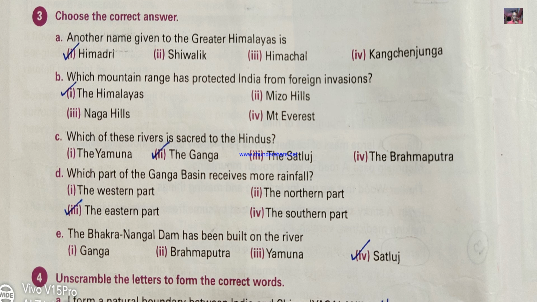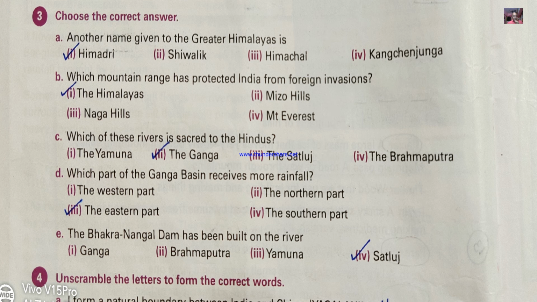Which part of Ganga basin receives more rainfall? Which part? The eastern part. Why the eastern part? Because the monsoon winds are entering the Ganga basin from the eastern part, from the West Bengal side. So the eastern part gets more rainfall.